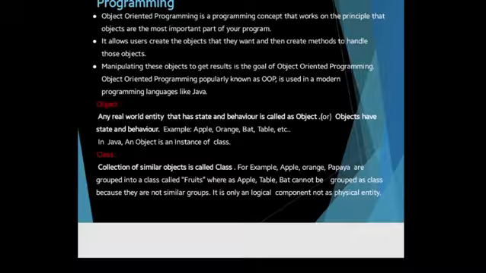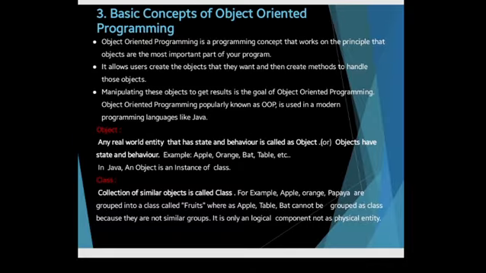These examples show that every object has both characteristics and actions. In Java, an object is an instance of a class. This means that an object is created from a class and occupies memory in the computer. Now we can see what is a class.